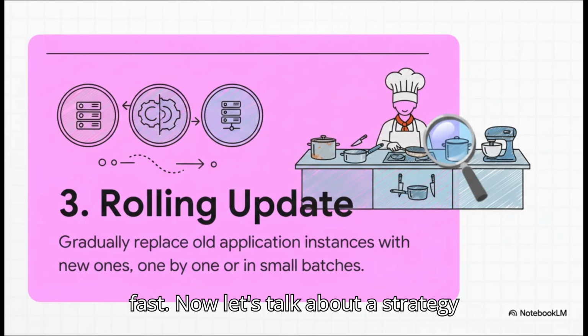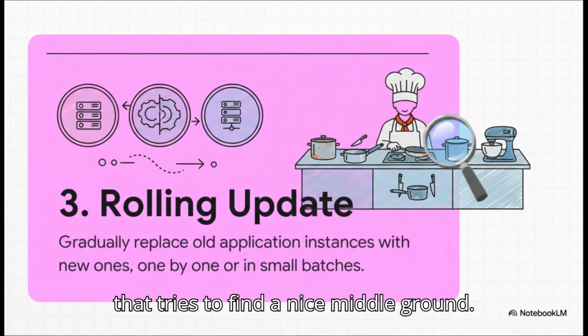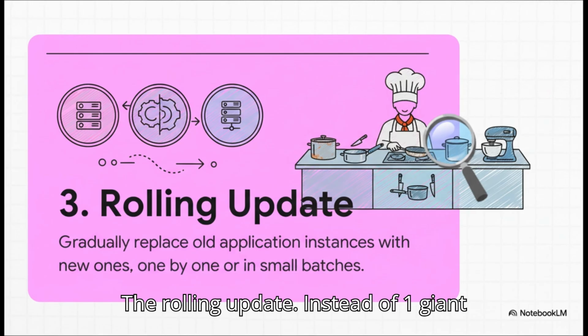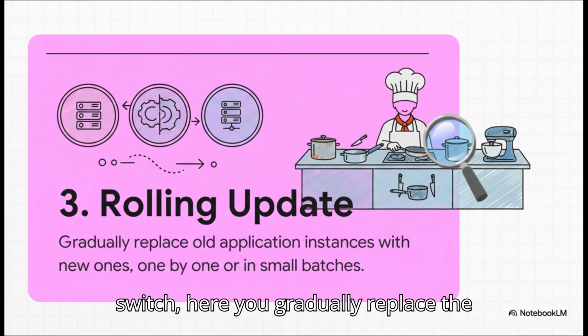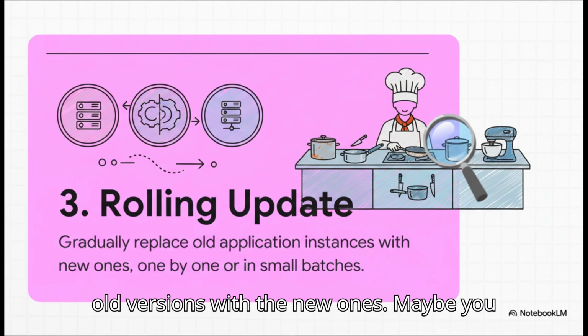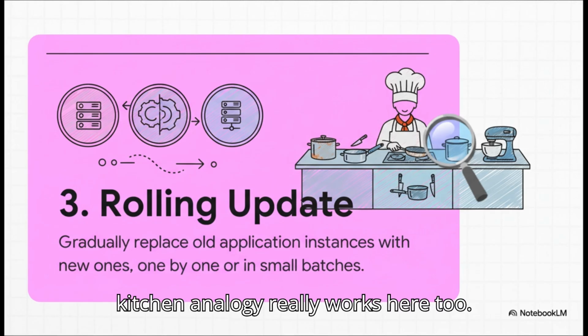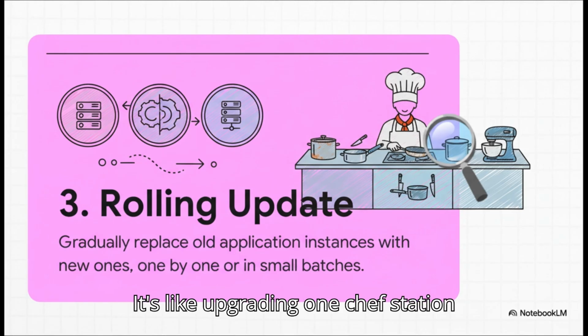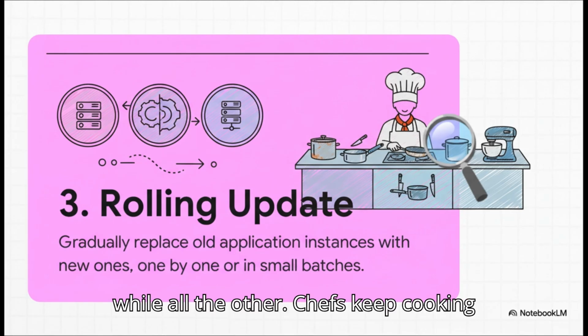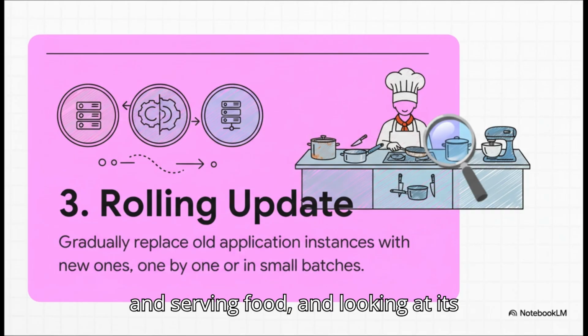Now let's talk about a strategy that tries to find a nice middle ground, the rolling update. Instead of one giant switch, here you gradually replace the old versions with the new ones, maybe one at a time or in small batches. The kitchen analogy really works here too. It's like upgrading one chef's station while all the other chefs keep cooking and serving food.